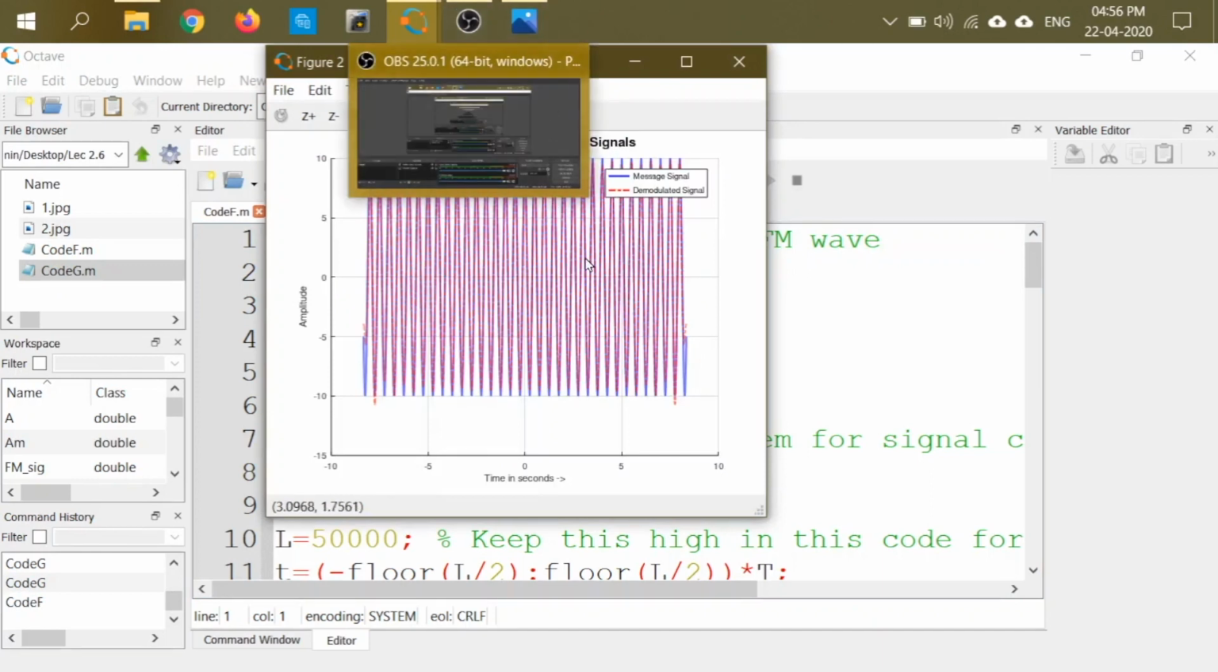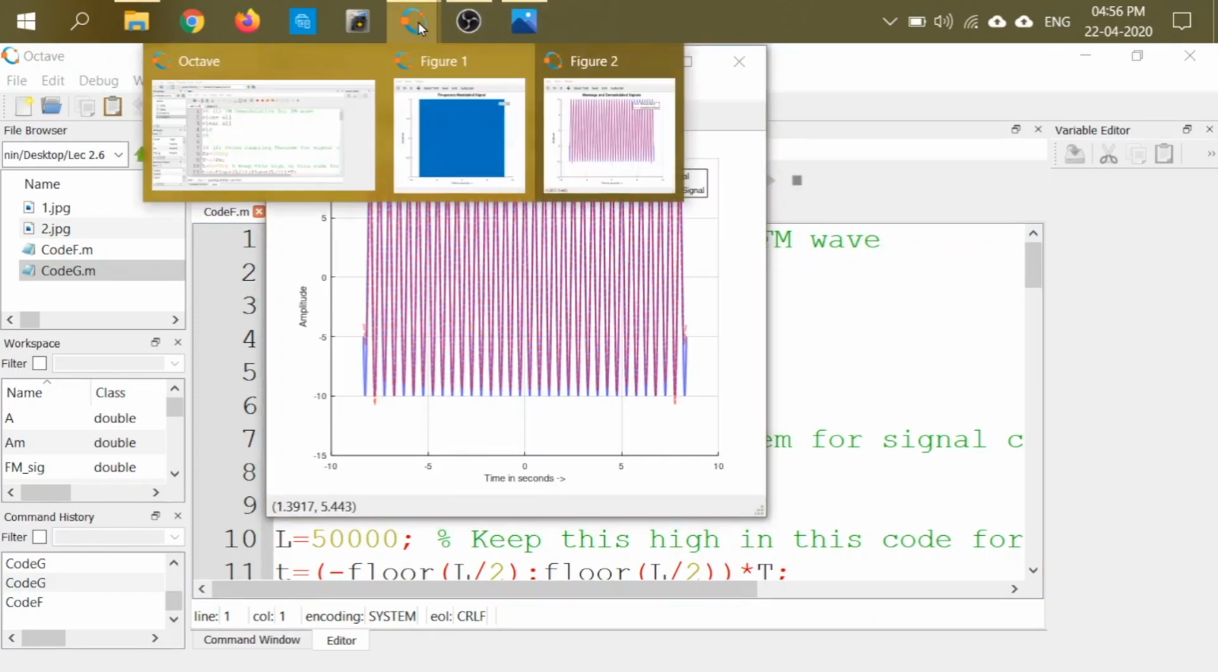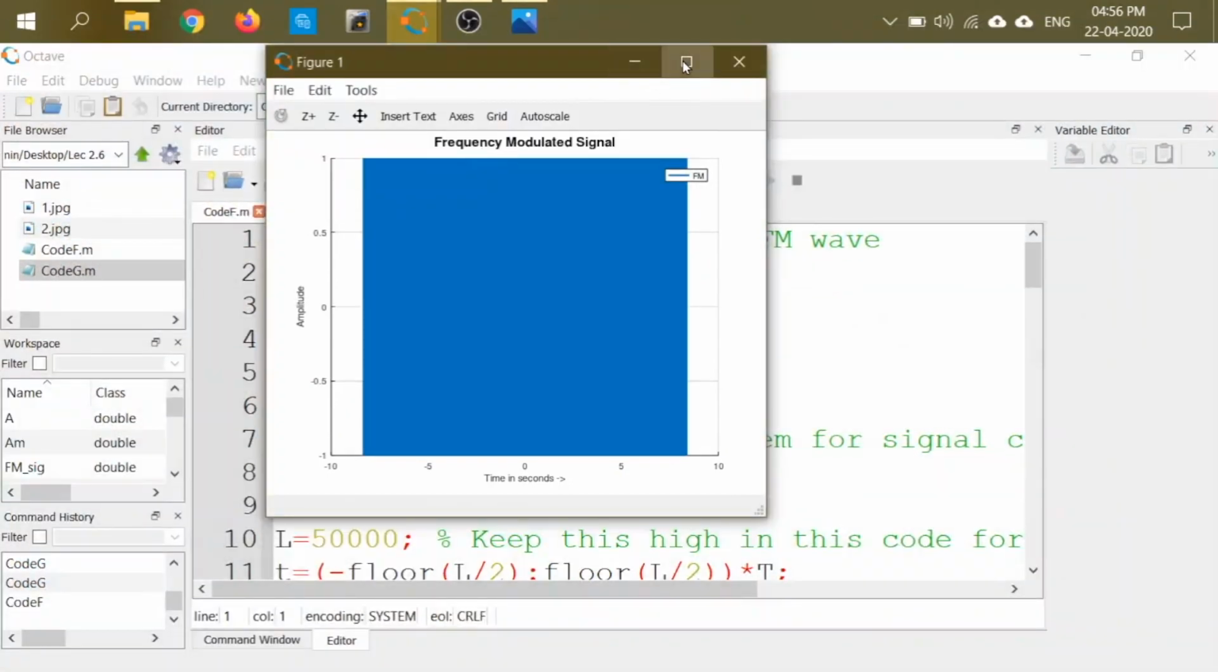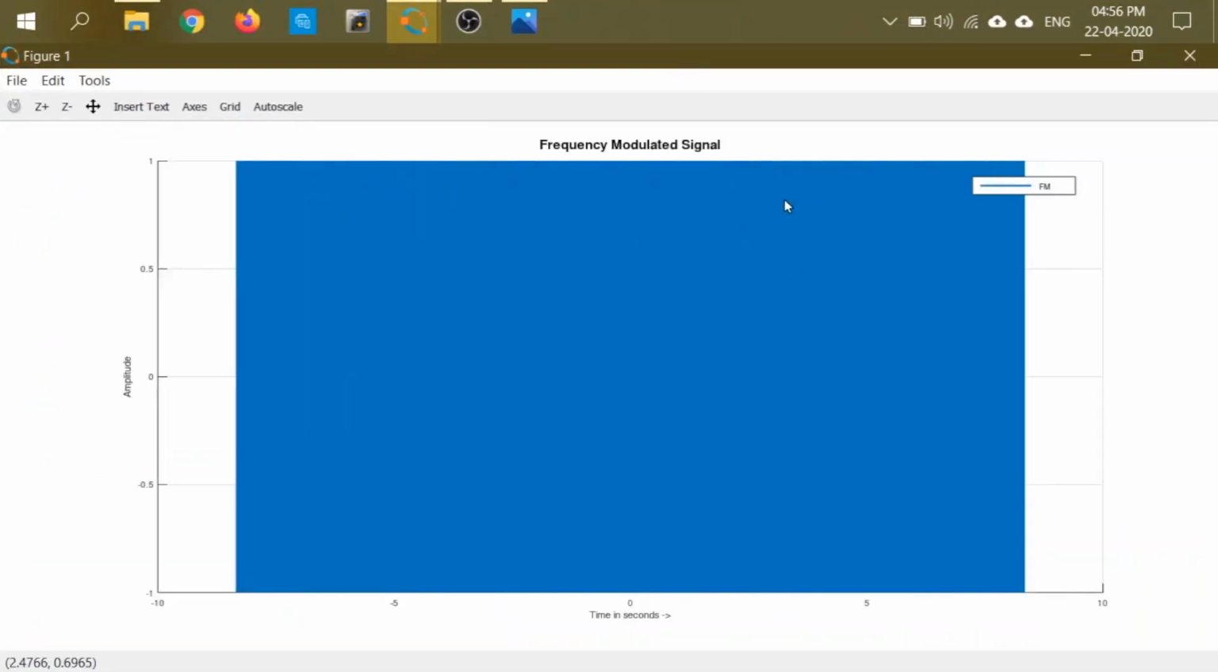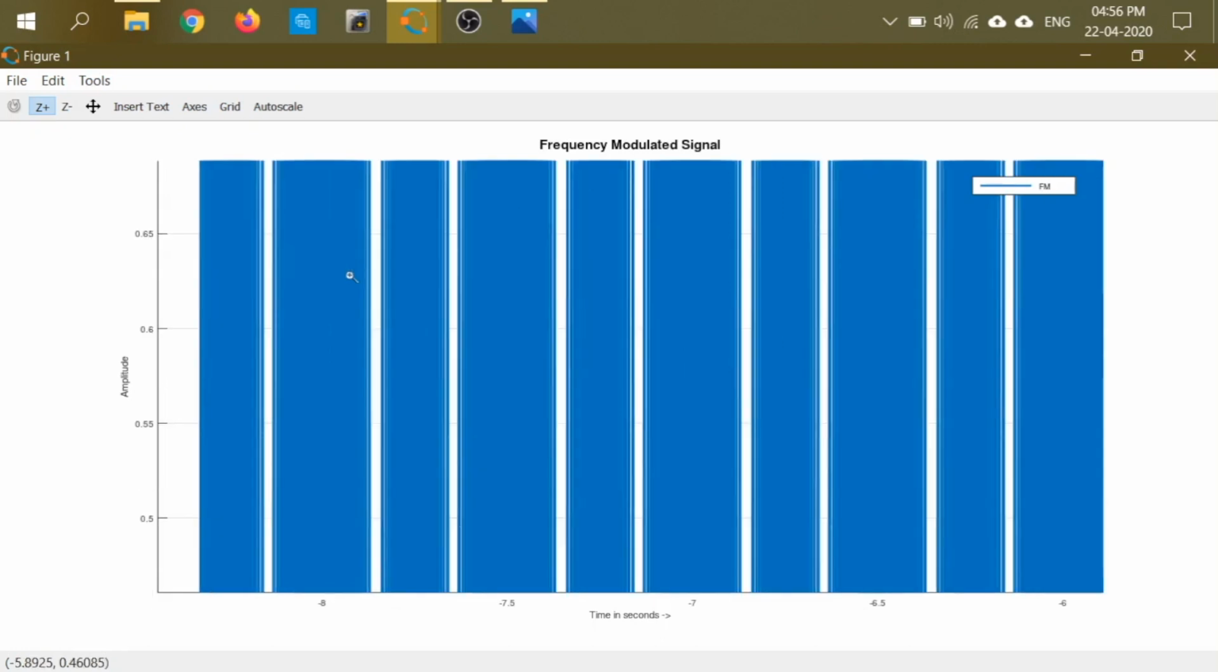Now what are we going to do here? We have two outputs here. First of all, let us see the first output. This is the frequency modulated signal. It's a very dense graph, so it's not very easily visible. So let me zoom a portion of it. I'm zooming this portion of it. You can see here, I'm further zooming it. So let's take only this much portion.